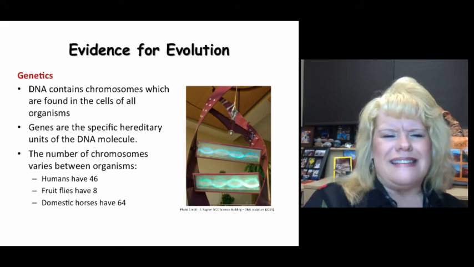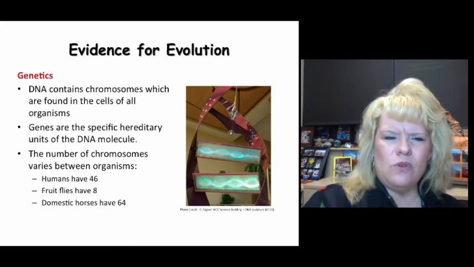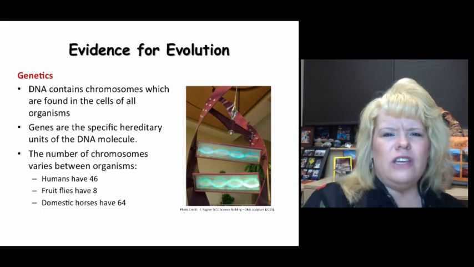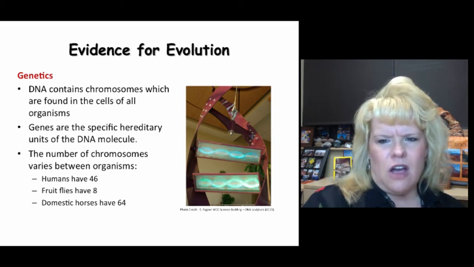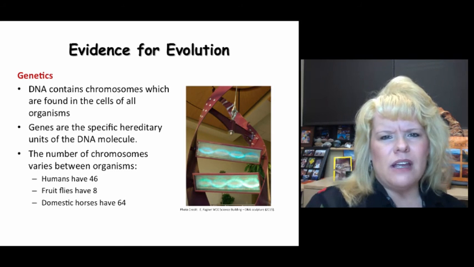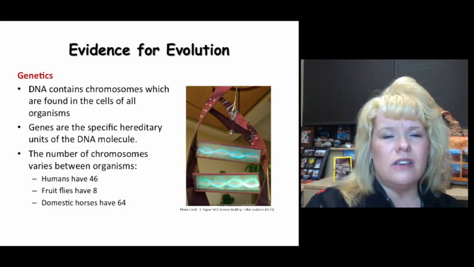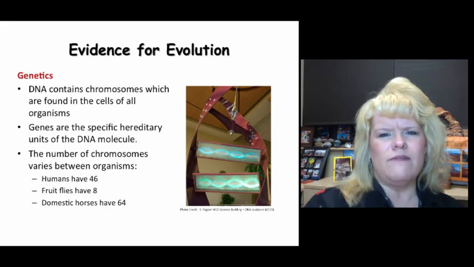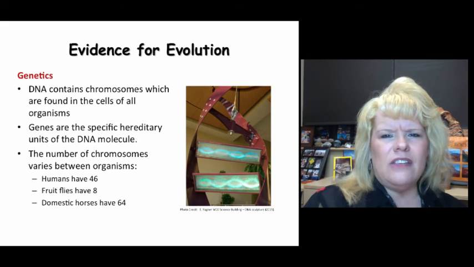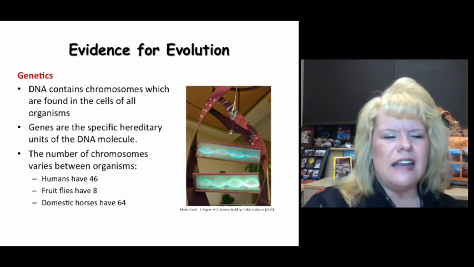Genetics addresses DNA, which contains chromosomes, which are found in the cells of all living organisms. Genes basically are the blueprint of the hereditary units of a DNA molecule. So this artwork that we have in the science building at McLennan Community College is a DNA strand. If you're ever in the building, you should take a peek at it. It's where the main stairwell is. It's really quite fascinating, and it's showing you the double helix strand that everybody thinks of with DNA.